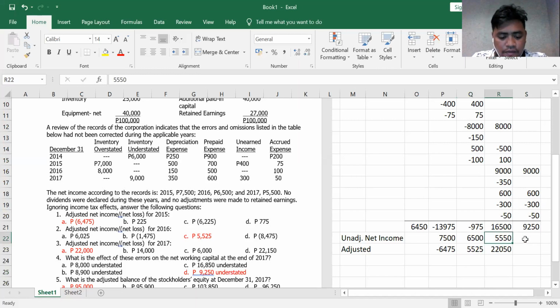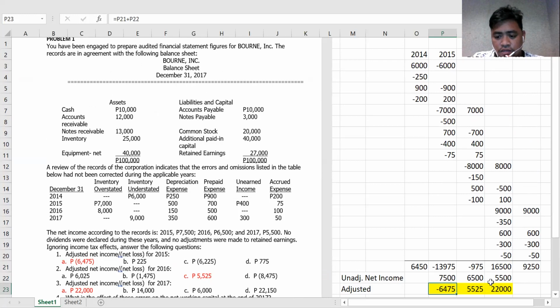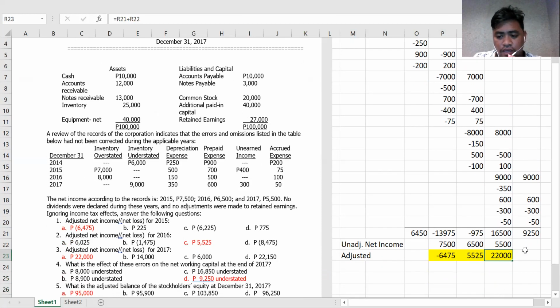Okay, so the net income is 5.5. Unadjusted is 5.5 for 2017. So the adjusted net income for the 3 years is a 6,475 loss for 2015, then 5,525 for 2016, and 22,000 for 2017. Okay? And then the effect of the errors on working capital here is 9,250 understated.